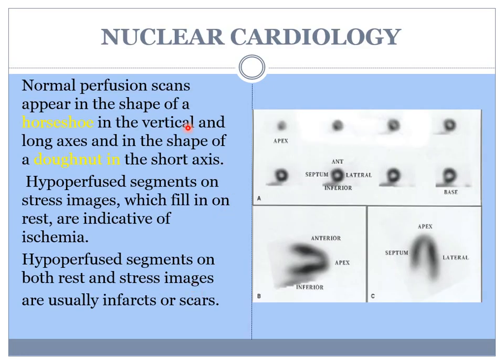Nuclear radiography. Normal perfusion can appear in a shape of horseshoe in the vertical or long axis, or a donut in short axis. A hypoperfused segment on stress image which fills in at rest indicates ischemia. Hypoperfused segments on both rest and stress images are usually infarct or scar.